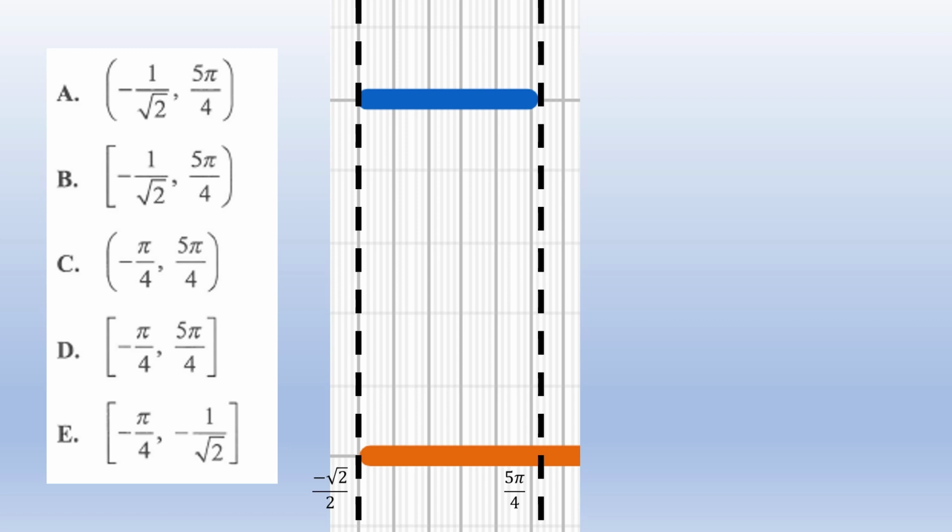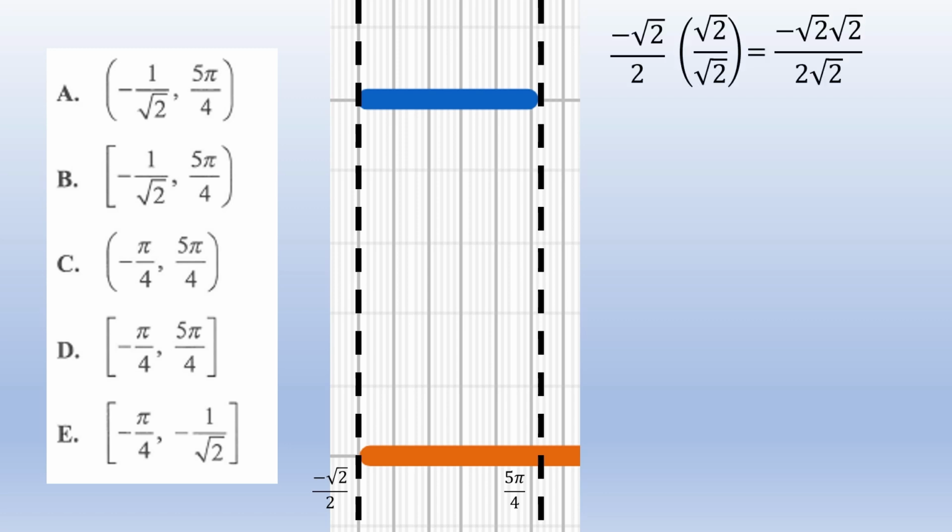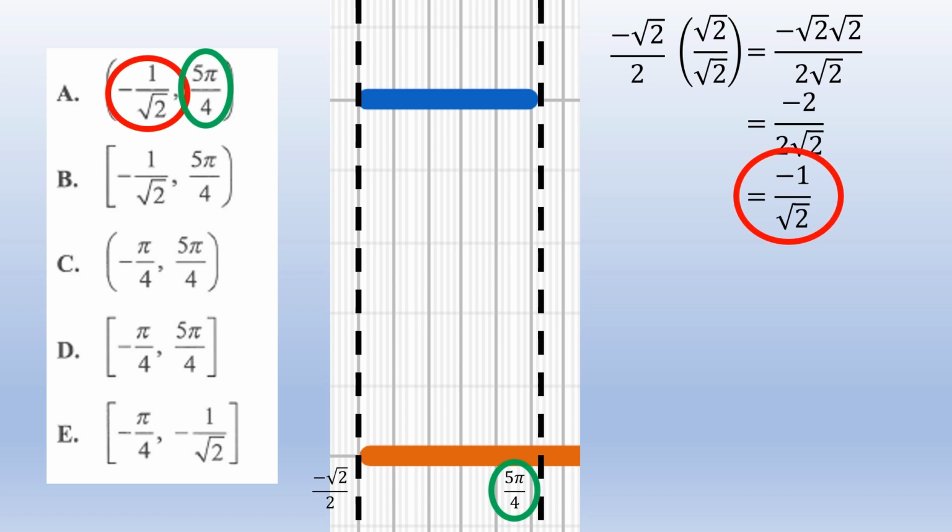If we multiply the top and bottom of negative root 2 on 2 by root 2, then the fraction becomes negative 2 on 2 root 2, which simplifies to negative 1 on root 2. Thus, our final answer is A.